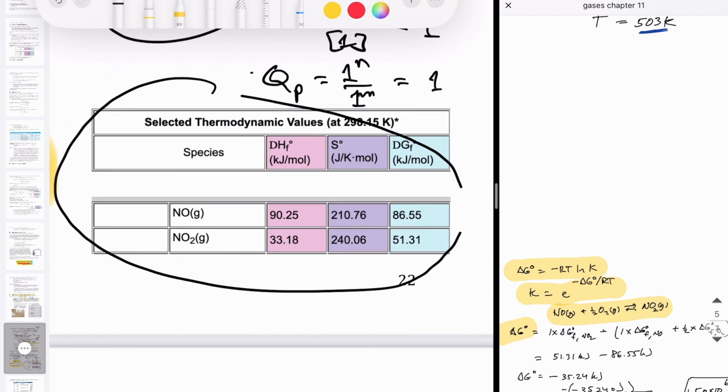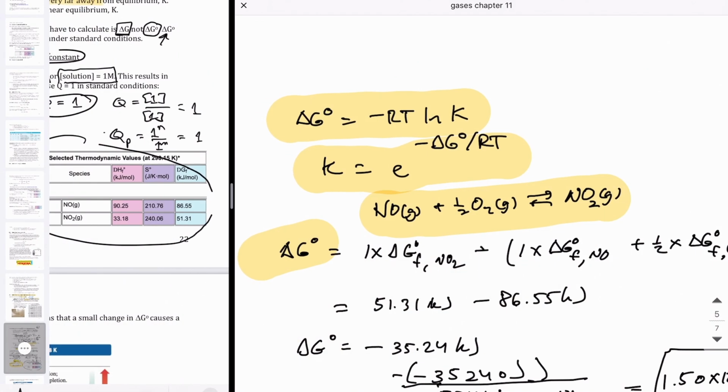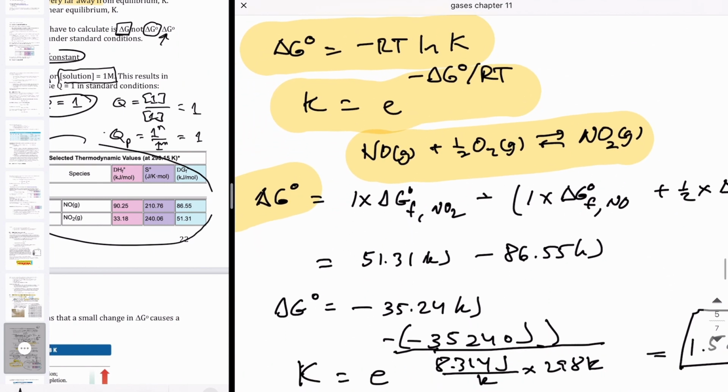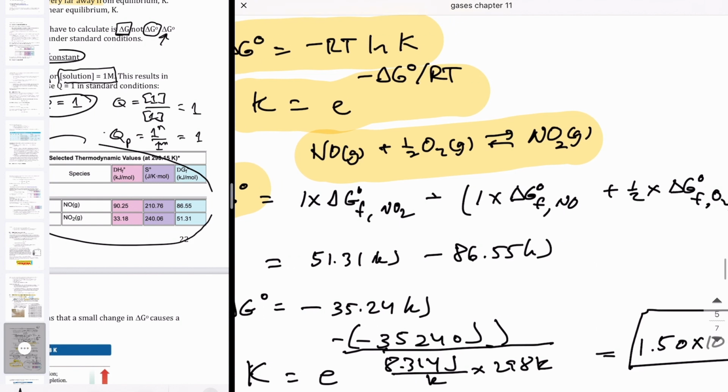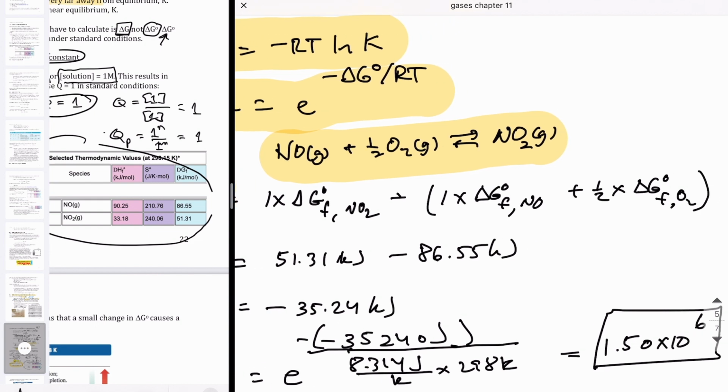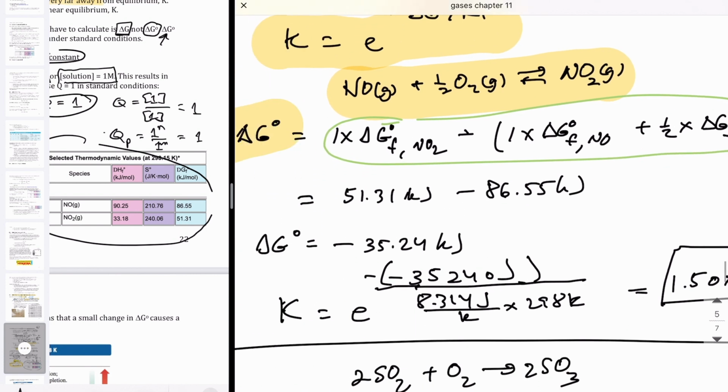You can look it up also on your own through the link that was provided in prior videos and in your lecture notes. But I'm showing only the NO and the NO2 here because remember that O2, which is another species in the reaction, is in its standard state. And any species in the standard state, its delta G of formation is equal to 0. So if you go ahead and calculate it using your delta G of formation formula, you're going to get delta G standard equal to negative 35.24 kilojoules. That tells you that the reaction is spontaneous.